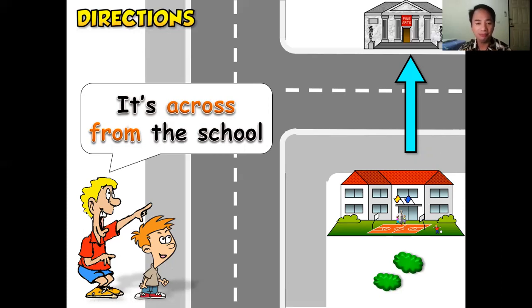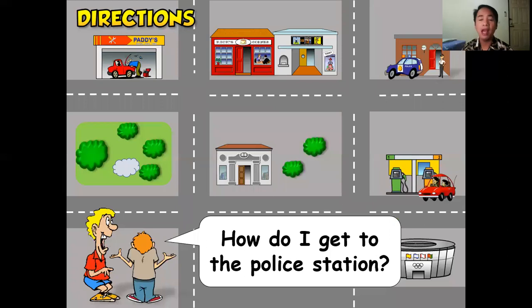Another example. Okay, how do I get to the police station? So this is now the area or the place. Now we can find here the hardware shop, car shop or the body shop. We have here the restaurant and the police station, the gasoline station. So for example, you are here in this area. So how are you going to instruct the boy how to go to the police station? So you have to follow the direction here, okay?